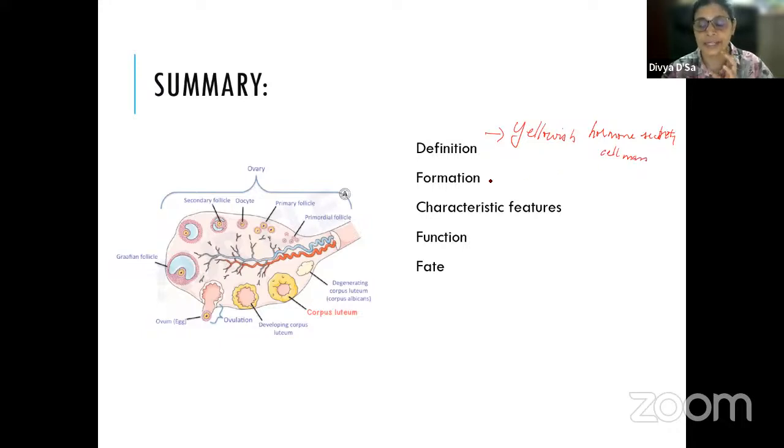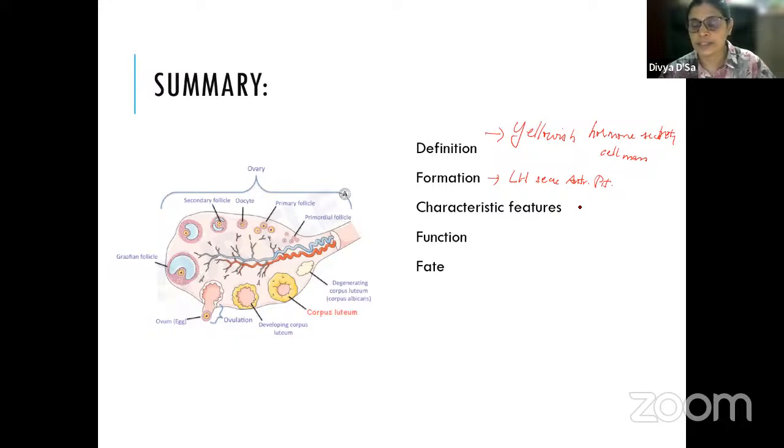Always give the heading so that you know what to write under that. Formation: how does it form? By LH surge. When the luteinizing hormone is secreted by the anterior pituitary, that is responsible for the formation of the corpus luteum, because when the LH surge happens, ovulation happens, and then we have the formation of the corpus luteum.